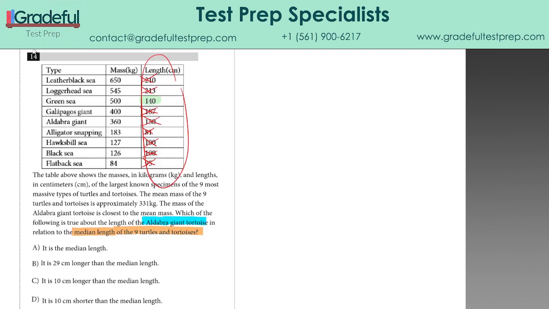So we have the median, which they asked us about, which is 140, and the Aldabra, which they referenced in the question, was the 150. So that's 150. Which is true about the Aldabra in relation to the median? Well, it's obviously 10 more. So it's 10 longer than the median length, and the answer for 14 is C.